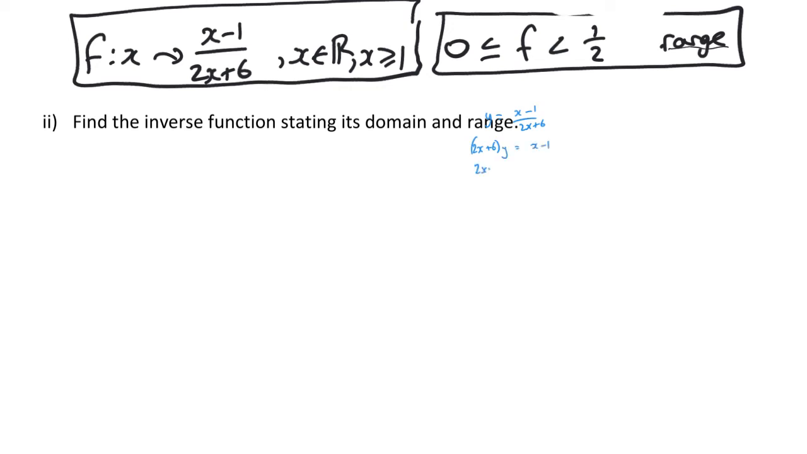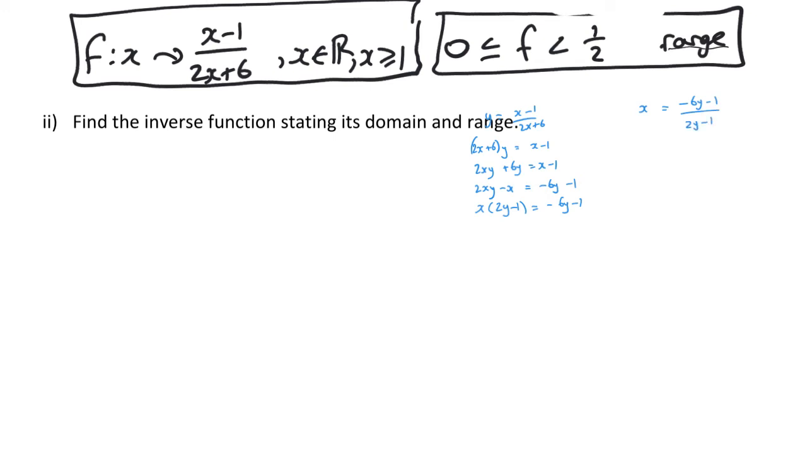Expanding out the brackets, 2xy plus 6y equals x minus 1, and we need to collect all the x's to one side. So we'll have 2xy minus x equals minus 6y minus 1. If we factorise out the x, x upon 2y minus 1 equals minus 6y minus 1. So x is going to equal minus 6y minus 1 over 2y minus 1.